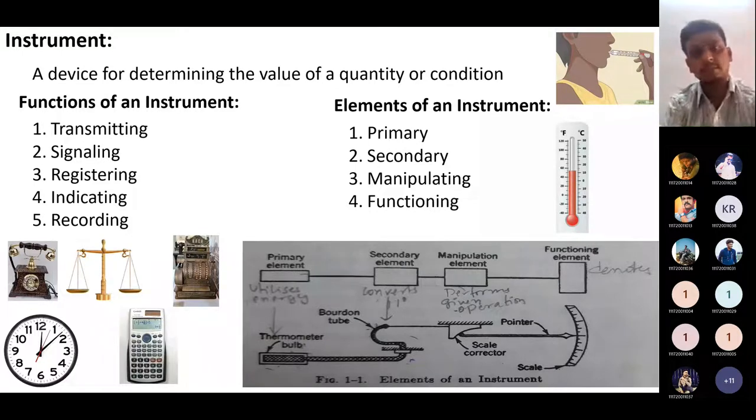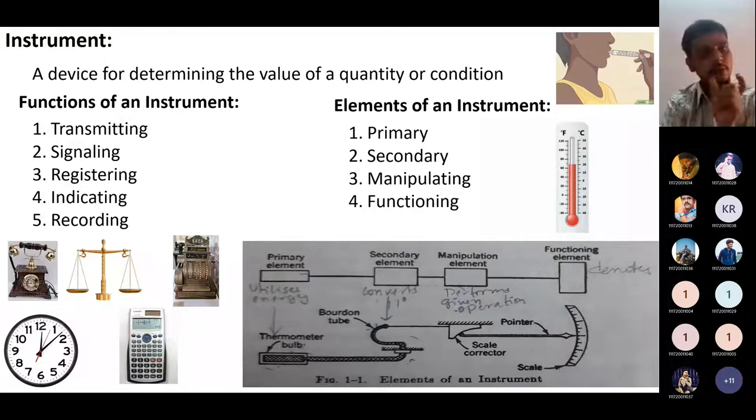There are many types of instruments in industrial scale operations. They will be performing many functions and will have many elements inside. Each element has to work together so that it produces some value, which will be taken by some other element and operated based on that previous element. So what are the various functions performed by the instrument? There are five different types of functions: transmitting, signaling, registering, indicating and recording. These are the five functions performed by the instrument.